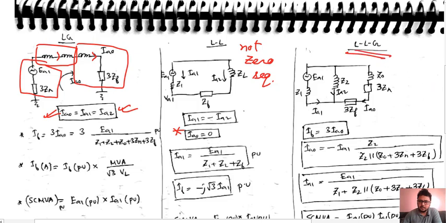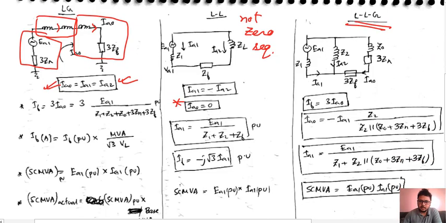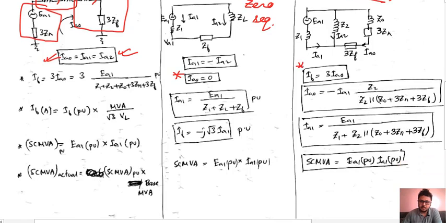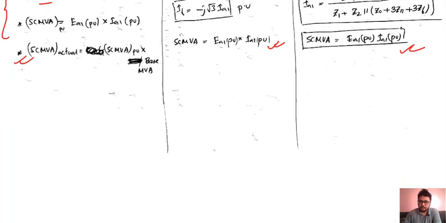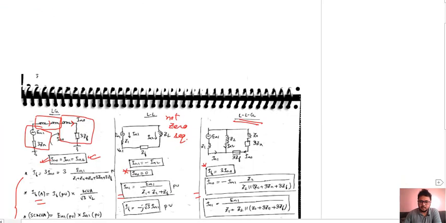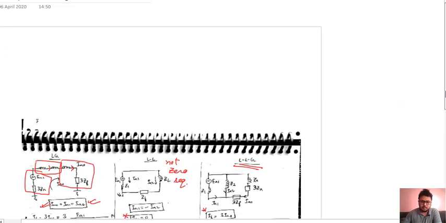Double LG fault. In double LG fault, all three are in parallel. This and this are in parallel. I fault equal to 3 times IA0. IA1, just now we have derived this. This is what we have derived. All the relations you should remember. I hope it is clear. So just go through this.